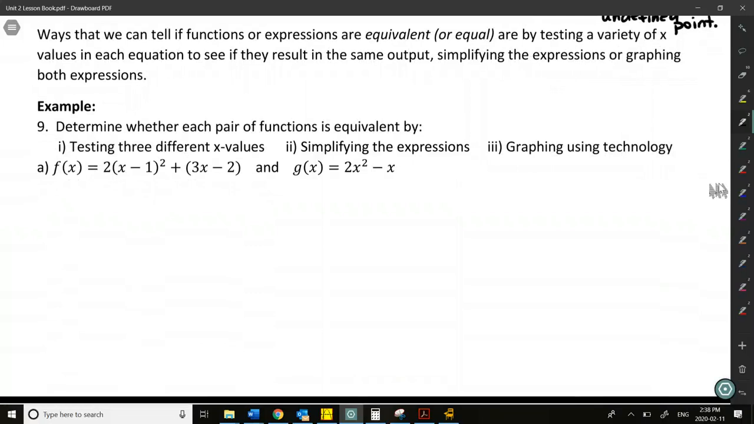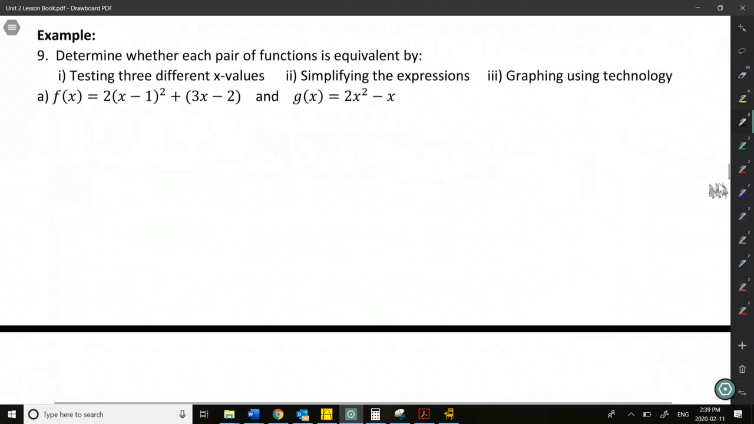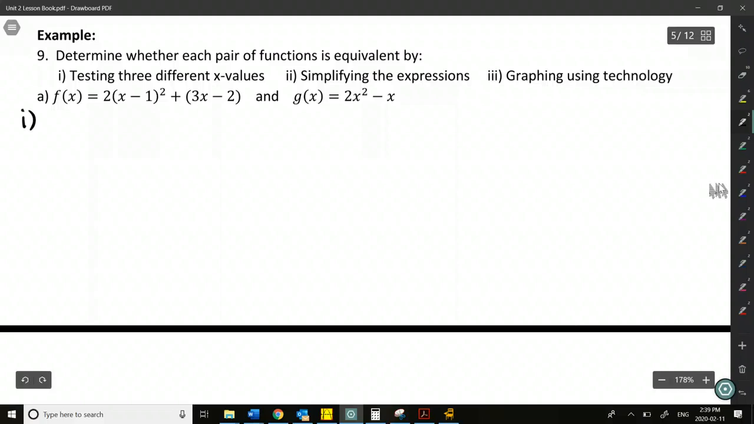We can simplify the expression and test and see, if I simplify and gather like terms or cancel or whatever, do I actually get this other expression? Or we can check the graphs and see if the graphs are equal. Okay, so I'm going to show you the three methods here. For the first one, I can test some x values. So let's say we test f at 0, f at 1, and f at 2, for instance.